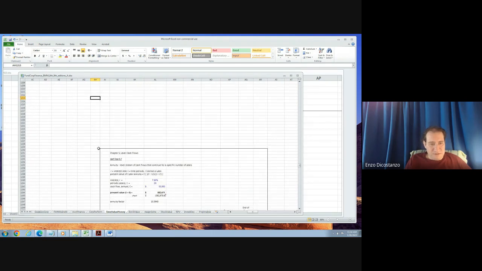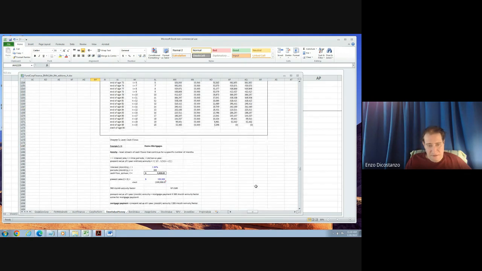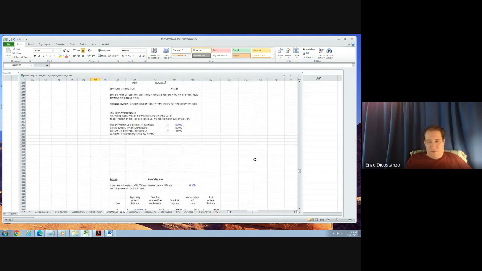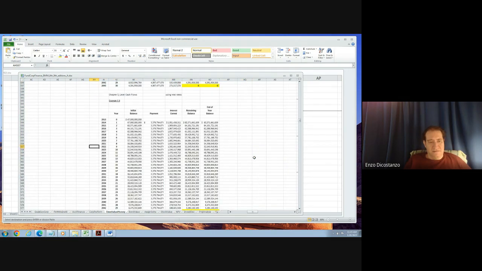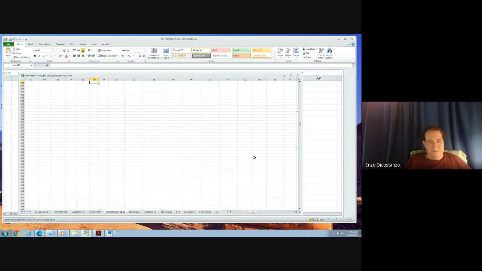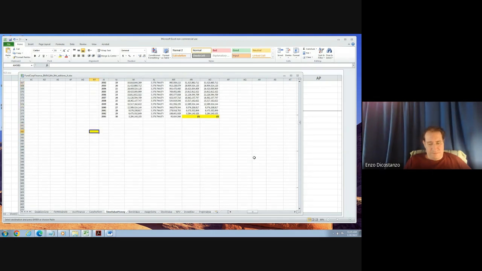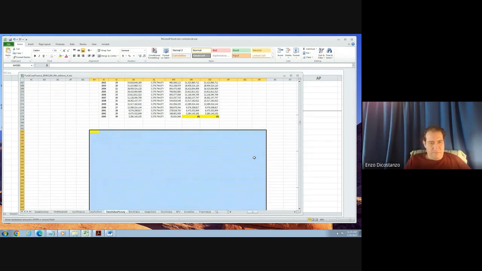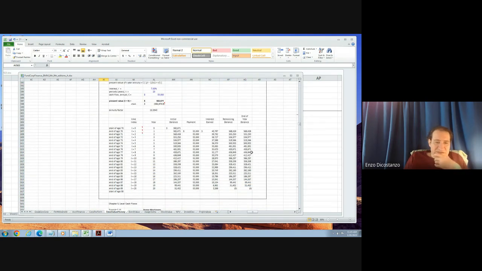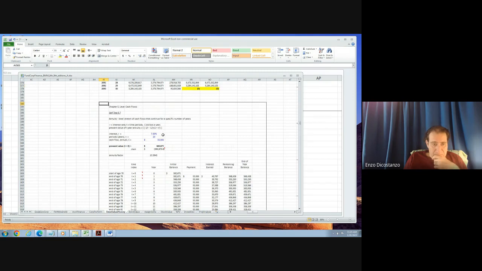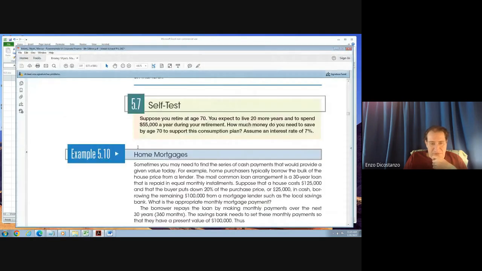We get this one, so we're going to bring this up. There's the mortgages problem. We're going to look at that. There we go. Okay, so we have this one. This is a self-test. It says, suppose you're retired at 70 and you expect to live 20 more years. How much money do you need to save to support your consumption plan?